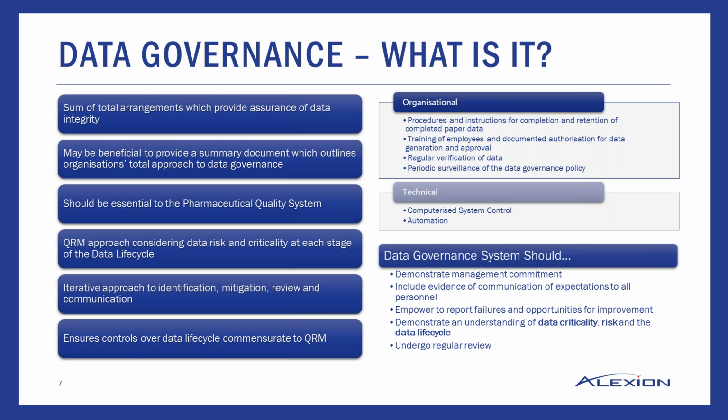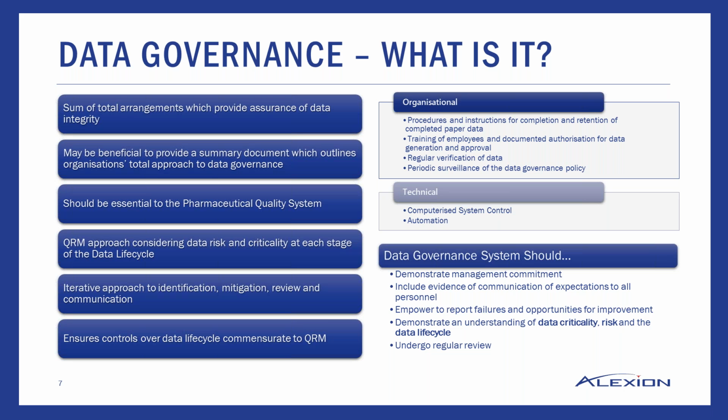And it really ensures controls over data life cycle are commensurate to QRM, which is what all of the regulations in general are looking for, QRM type aspects. It can be organizational or technical. Organizational data governance really looks at the procedures and instructions for completion and retention of completed paper data. It looks at the training of employees and documented authorization for data generation and approval, regular verification of data, and periodic surveillance of the governance policy.